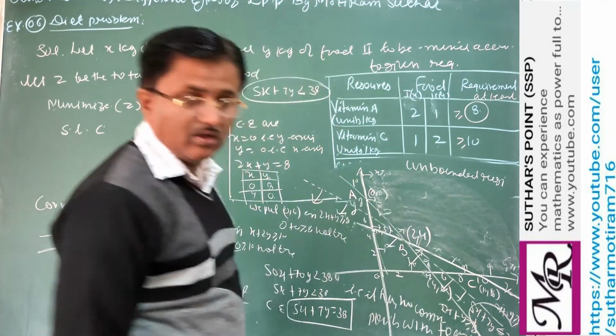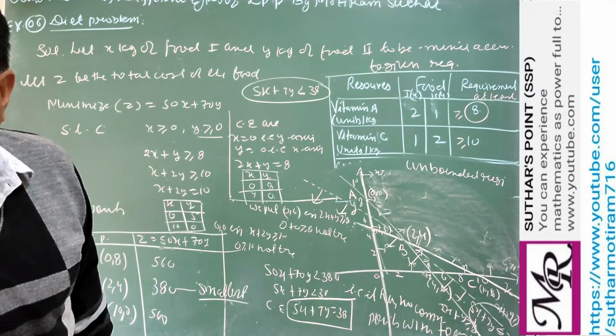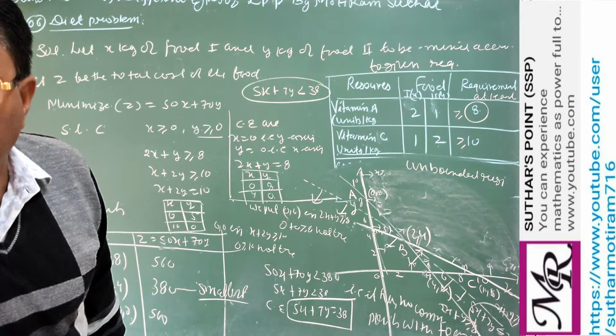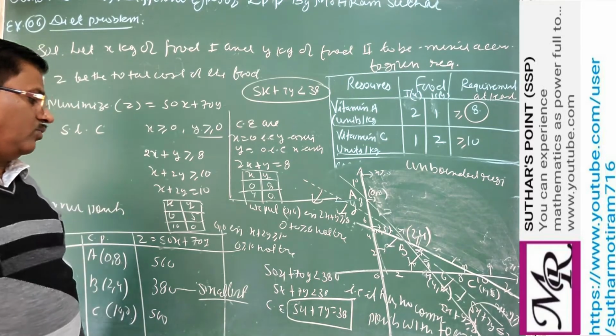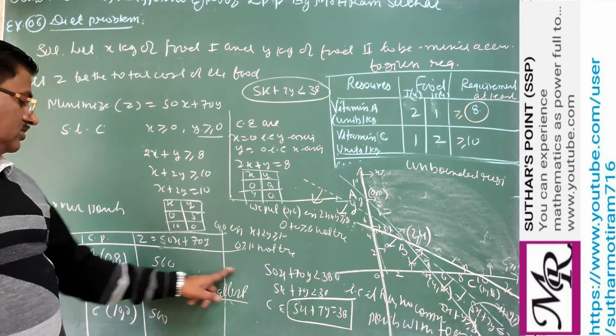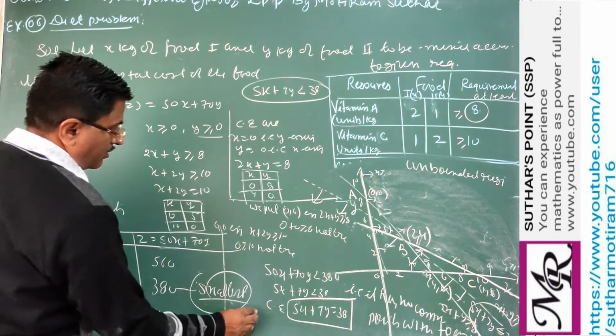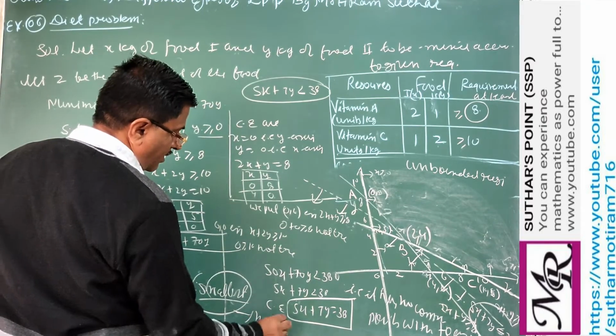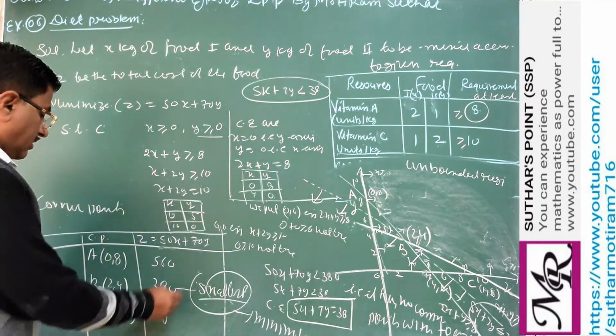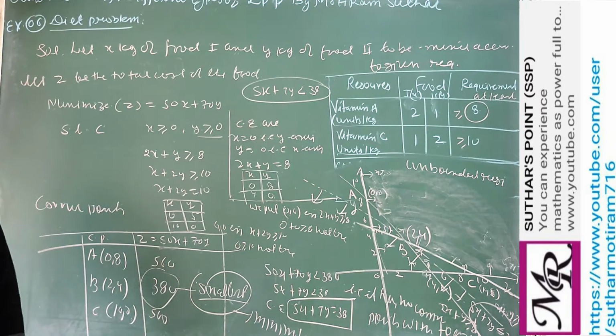With feasible region. As it has no common point with the feasible region, one can say this smallest value will be the minimum value. So finally, what we get? The minimum cost is 380 rupees.